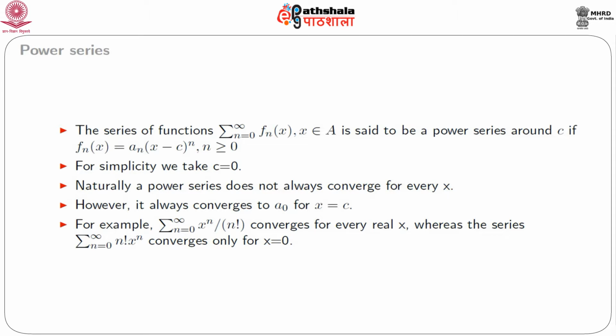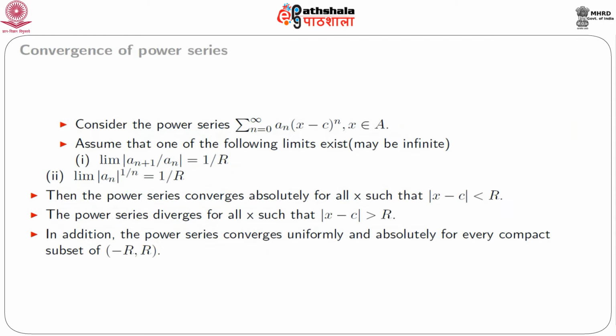Naturally, a power series does not always converge for every x, but it always converges to a_0 for x equal to c. For example, summation n from 0 to infinity x to the power n divided by n factorial, which is nothing but the exponential, e to the power x, converges for every real x, whereas the series summation n factorial multiplied by x to the power n converges only for x equal to 0. So, let us discuss convergence of power series.